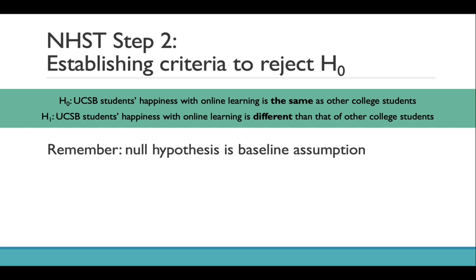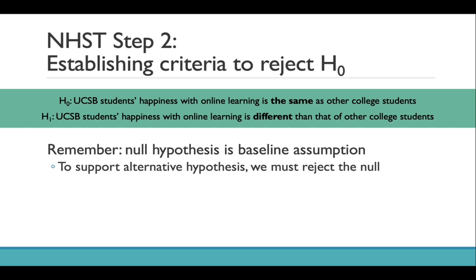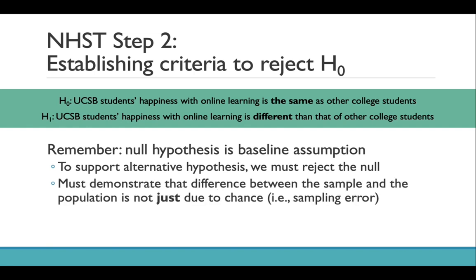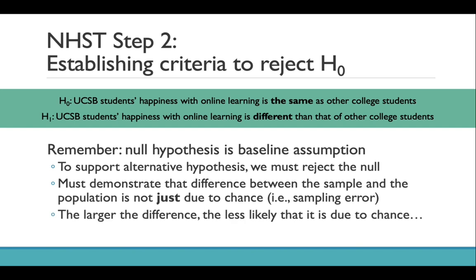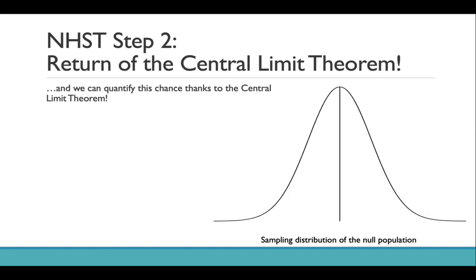Remember, the null hypothesis is the baseline assumption. So to support the alternative hypothesis, we must reject the null hypothesis. In other words, we must demonstrate that the difference between the sample and the population is not just due to chance, in other words, sampling error. Now, of course, the larger the difference, the less likely it is that it's due to chance. And, conveniently, we can quantify this chance thanks to the central limit theorem.